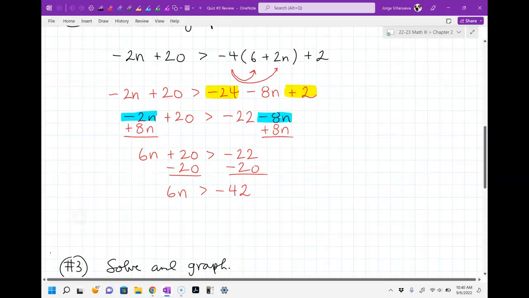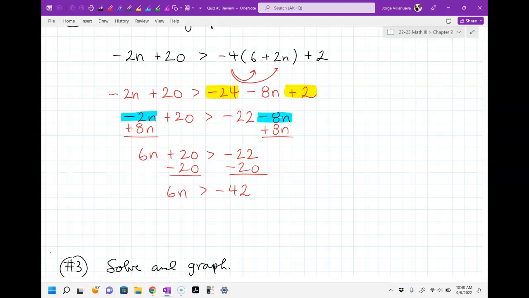All right, almost done, and then we get to draw it. To finish this off, 6 times n, right? Got to divide. So divide by 6. Do I have to flip the symbol? No, right? I didn't divide both sides by a negative number. So it's just going to be n greater than negative 7. Okay, there's my answer. n is greater than negative 7.